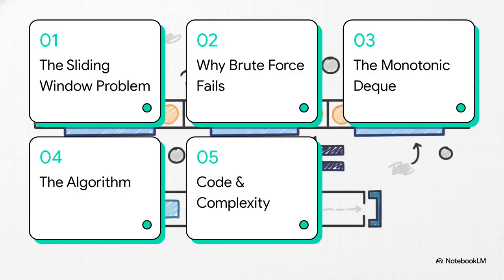So here's how we're going to approach this. First, we'll make sure we really understand the problem. Then, we'll look at the obvious solution and see why it just doesn't cut it. After that, we'll get to the aha moment, the key insight involving a special data structure. We'll walk through the better algorithms step by step. And finally, we'll check out the code and see just how fast it is.